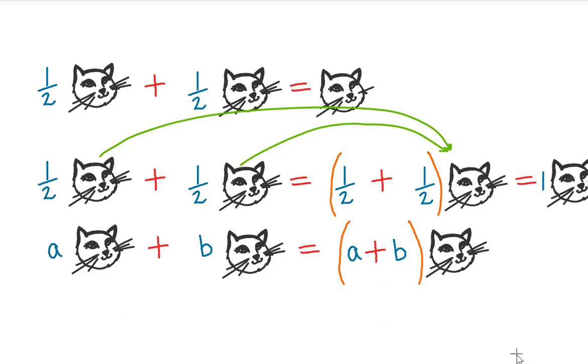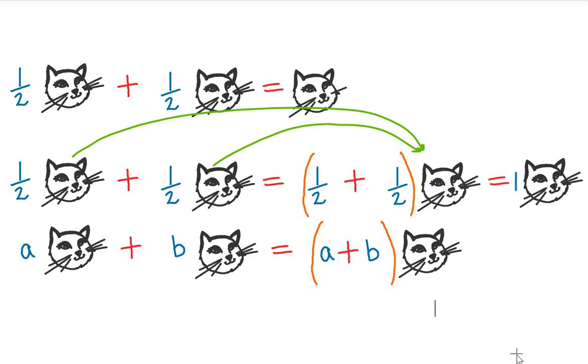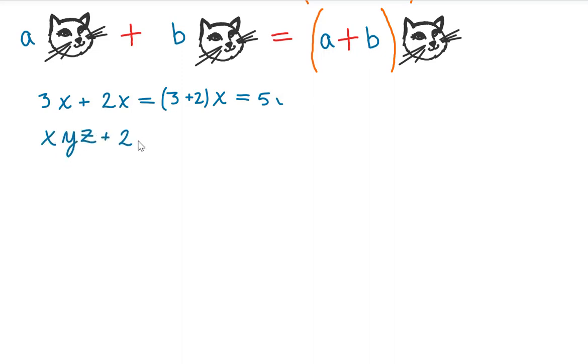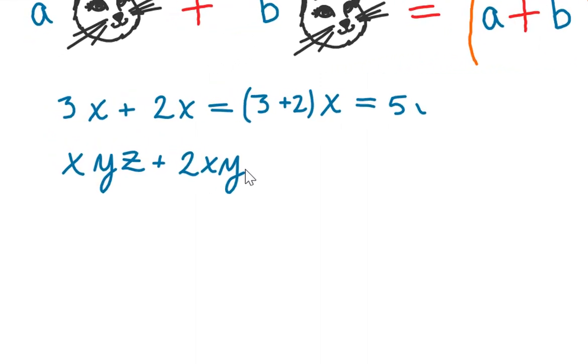Let's look at a few more traditional examples. Suppose I have 3x plus 2x. Well, the x's are common to both 3x and 2x, so they need to be extracted. Here's a little bit more challenging example. xyz plus 2xy. Can you see the cats here? Look closely.